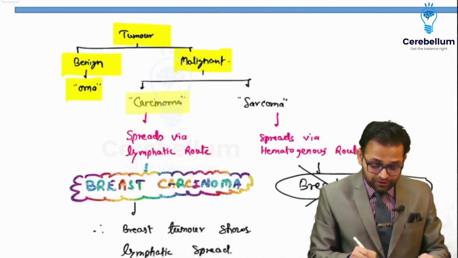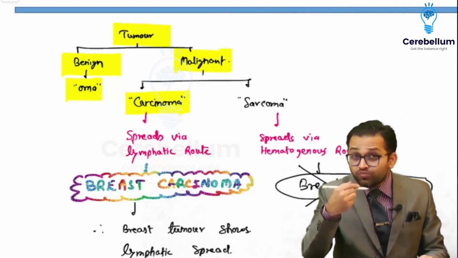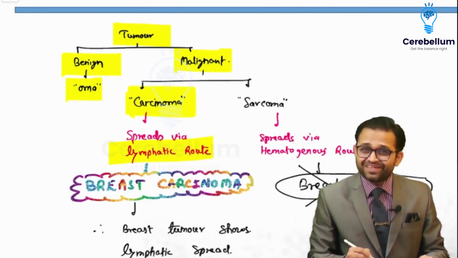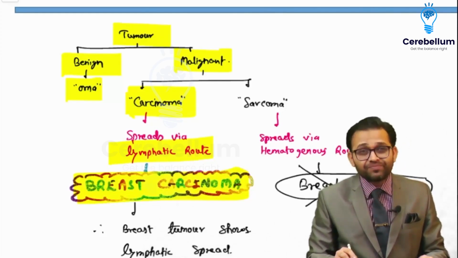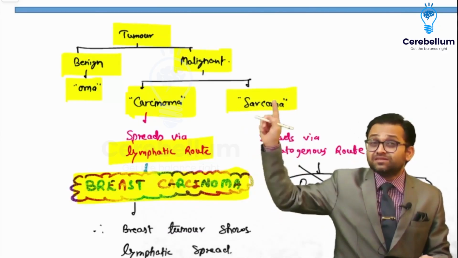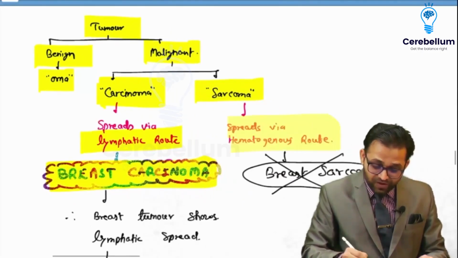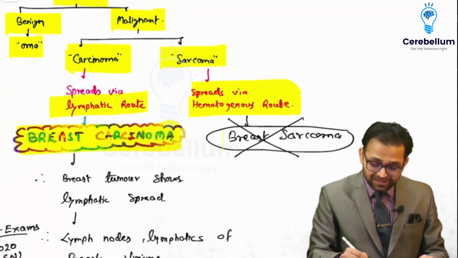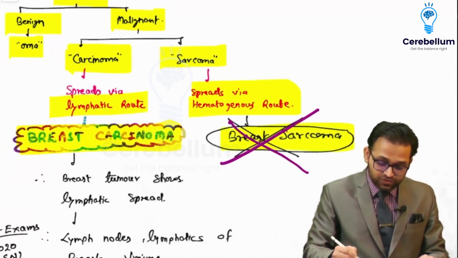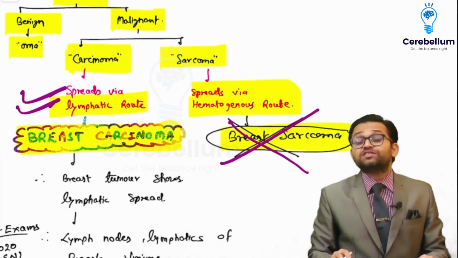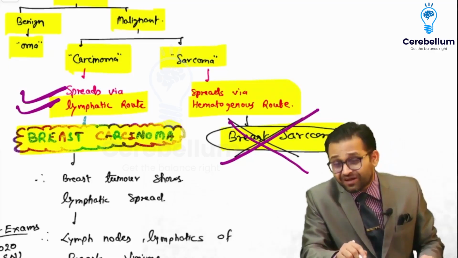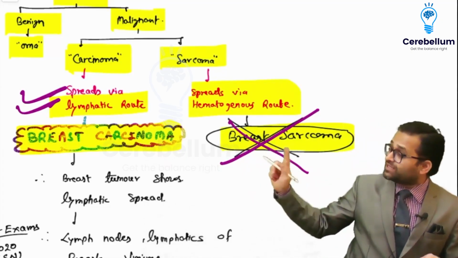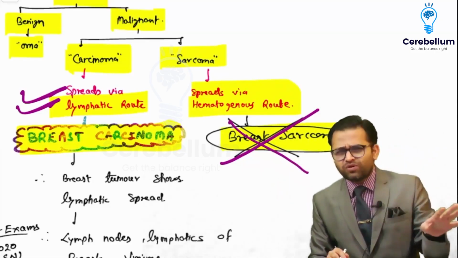Malignant, again two types, pathology. Carcinoma: when the tumor is spreading by the lymphatic route, then you will use the term carcinoma. Yes, we are using the term breast carcinoma. Another malignant tumor is sarcoma. When the tumor spreads via the blood, the hematogenous route, then you will use the term sarcoma. But you will never hear the word breast sarcoma. What you have to remember is that the malignant breast tumor spreads via the lymphatic route. That's why in your exam the lymphatic drainage of the breast is asked, because of breast carcinoma. There is no hematogenous spread, so the word breast sarcoma does not exist.